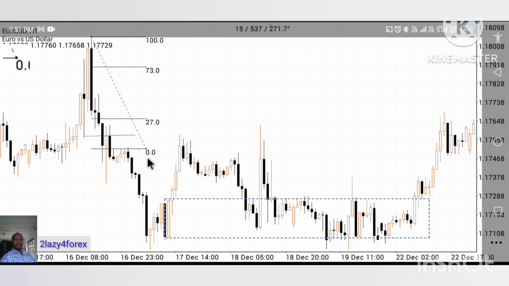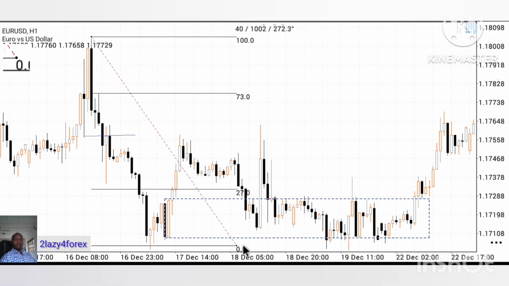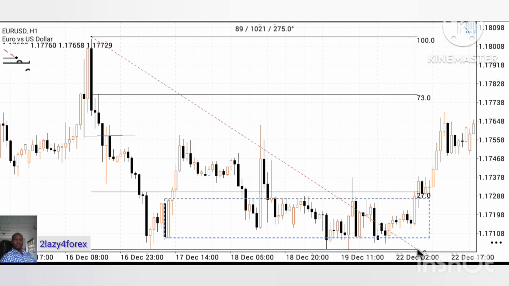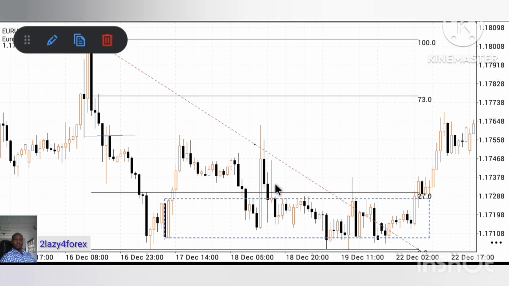Mind you, I refer to Fibonacci as the fibs. That's my own pet name for it. I love Fibonacci so much, so I have a pet name for it.